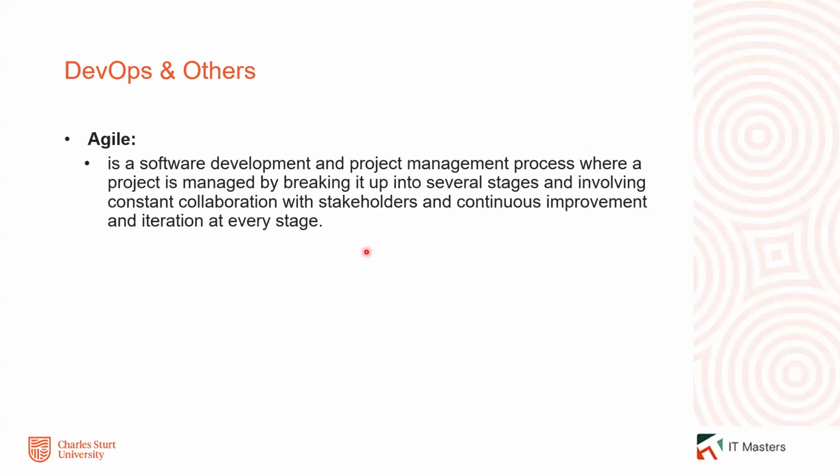The other popular model was the agile development model. A lot of you will have heard of this. This is where we break up a particular project into several stages, and we collaborate with all the different stakeholders within that project. And we have this idea of continuous improvement and iteration at every stage. So we continually have a feedback loop going on with this particular model.